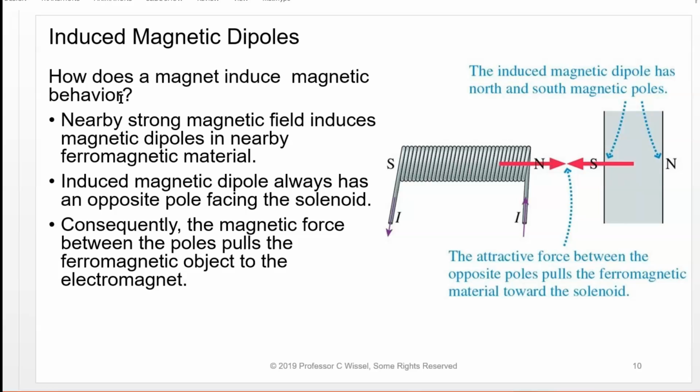Okay, so how does a magnet induce magnetic behavior? Well, nearby strong magnetic fields will induce magnetic dipoles in nearby ferromagnetic material. An induced magnetic dipole always has an opposite pole facing the original field. So in this case, that would be the solenoid. Remember that opposites attract. So the magnetic force between these poles pulls the ferromagnetic object to the electromagnet.